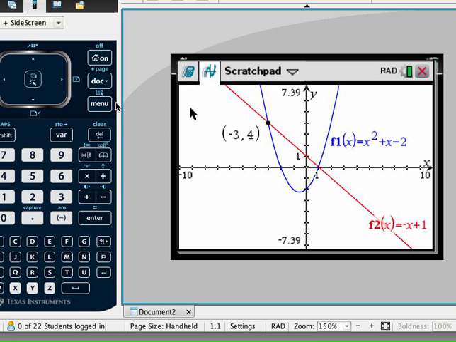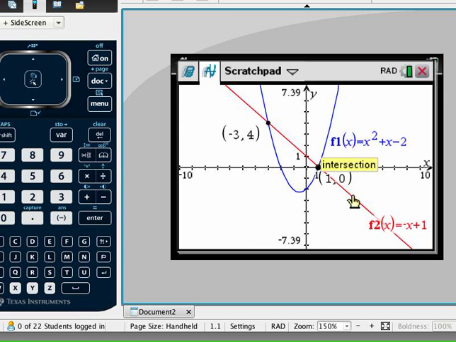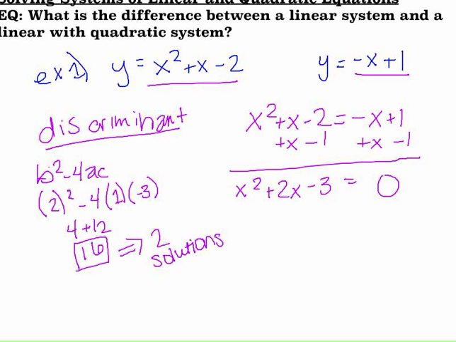Not always the case. It could only intersect at one point, which in that case it would be the vertex. But here it doesn't intersect the vertex. It passes straight through, which makes this a secant line, if you recall from December's notes. So at any rate, we can find the next intersection by analyzing our graph again, picking our lower and our upper bound, and then you can see that the next intersection is 1, 0. So the two solutions to this system of equations would be negative 3, 4, and then 1, 0.